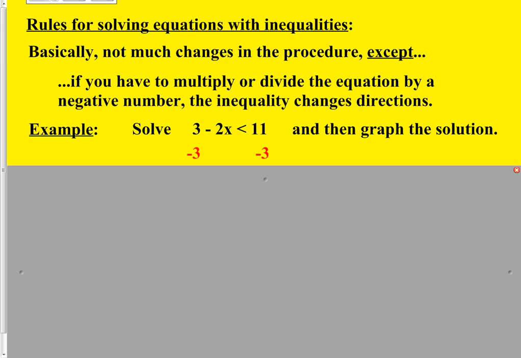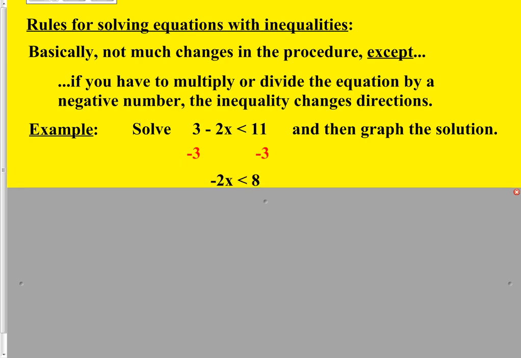So subtract 3 from both sides. That leaves negative 2x is less than 8. Now, we did not change the direction of the inequality sign there. We did move a negative value, but the only type of math that will swing the inequality from one direction to the other is multiplication and division. We didn't multiply or divide by a negative sign, so the inequality still points the same direction it did.